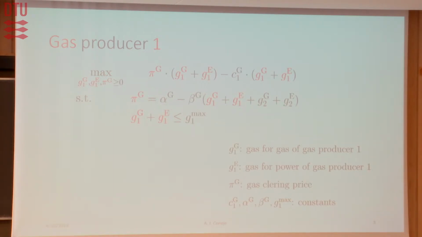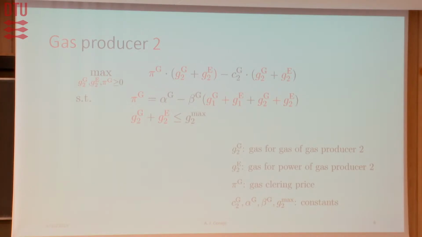This is the price. And I want to maximize my profit, which is the price of gas times the quantity of gas that I actually sell. It doesn't matter if I sell this quantity for gas consumption or for producing electricity, minus the cost of producing gas multiplied by the quantity of gas that I'm producing. Then I have a capacity of gas production, so the gas that I produce for gas and the gas that I produce for electricity is upper bounded by the maximum production capacity. Very simple thing. I have a very simple price structure because I want to understand how this works in principle. Then I will do a more general thing.